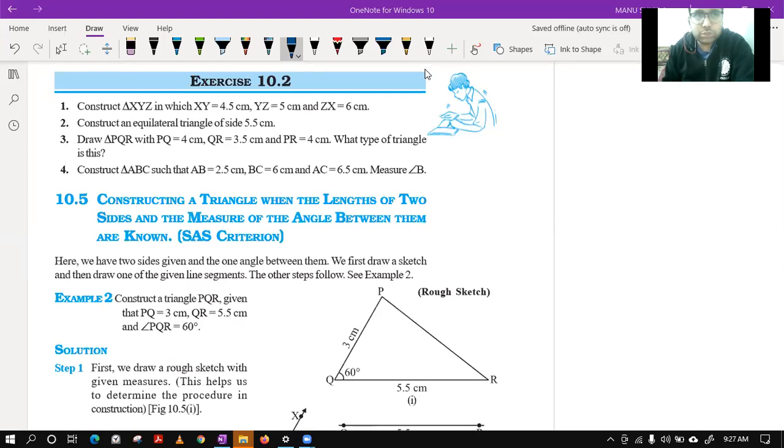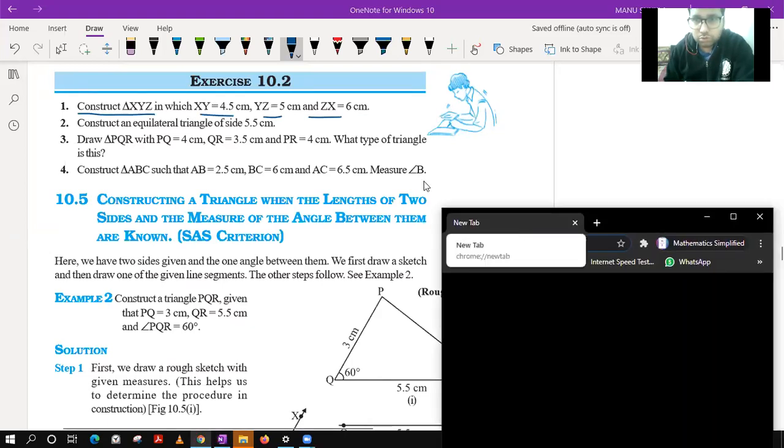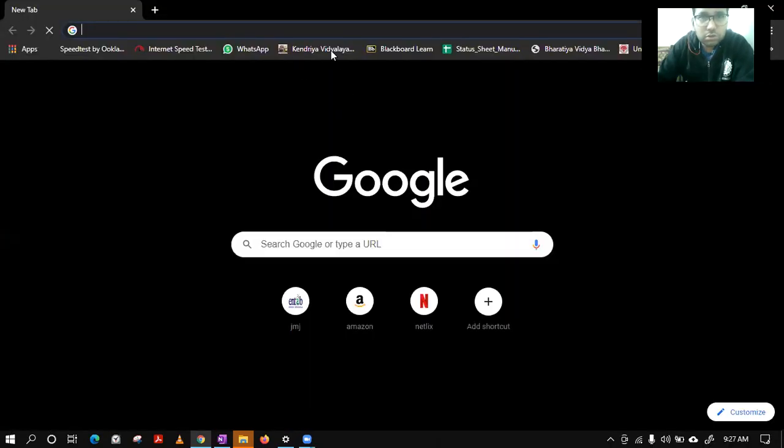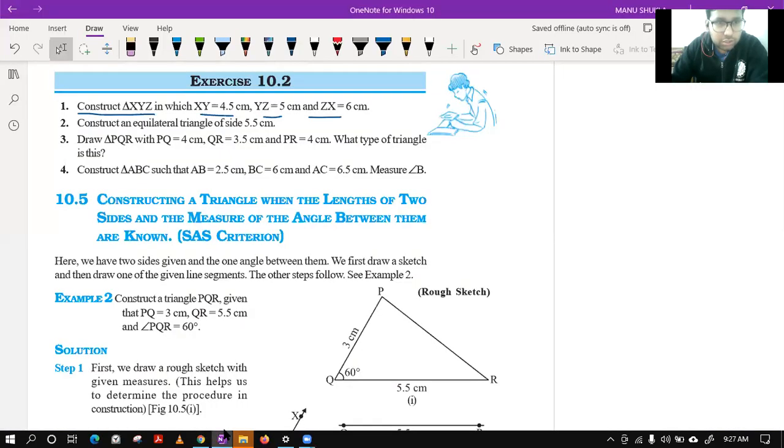Okay. Now see, they are saying construct triangle XYZ in which these are the things given to you. So let's see. First, let's open the portal. Construction. Okay. So the first thing is XY is 4.5, YZ is 5, and ZX is 6.